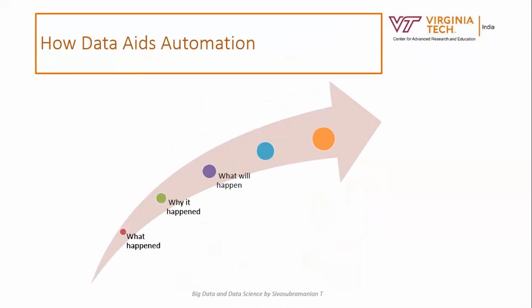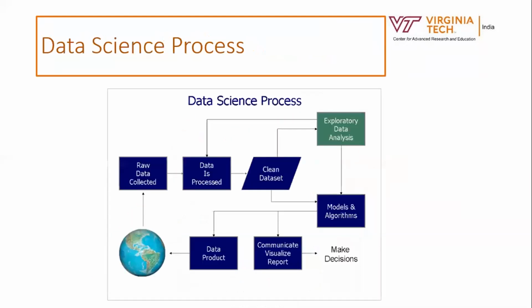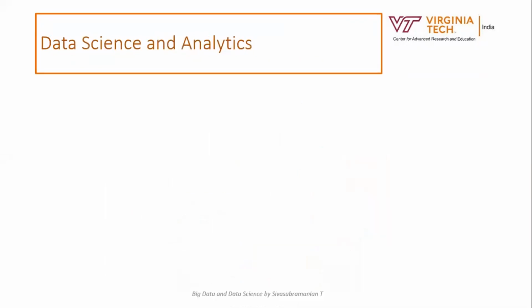Okay, how data helps: it helps not only to know what happened and why it happened, but also what will happen, and it will help in decision support systems and decision automation. So you have raw data collected from the world around you, and that is processed and cleaned, and then you do an exploration and come up with good machine learning models and algorithms which will help you to make decisions.